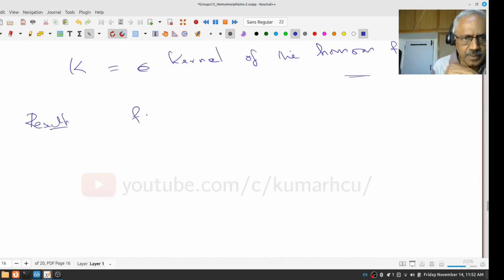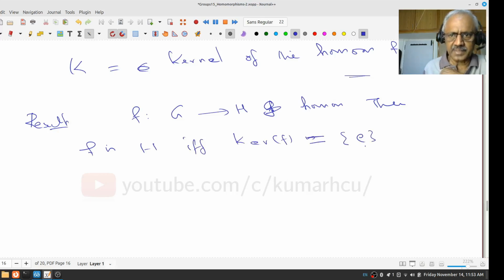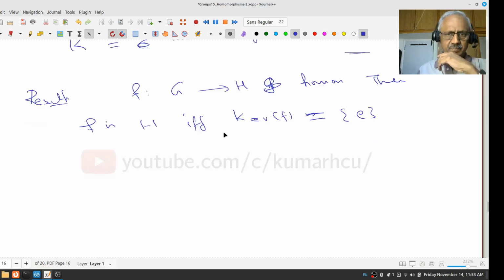Let f from G to H be a group homomorphism. Then f is 1-1 if and only if kernel of f equals the singleton identity, this identity of G. One way I already proved, but to make it complete, I will prove both ways.